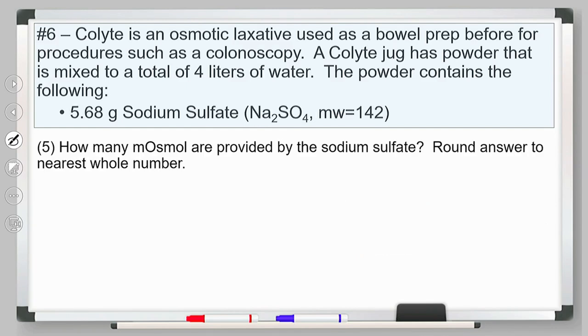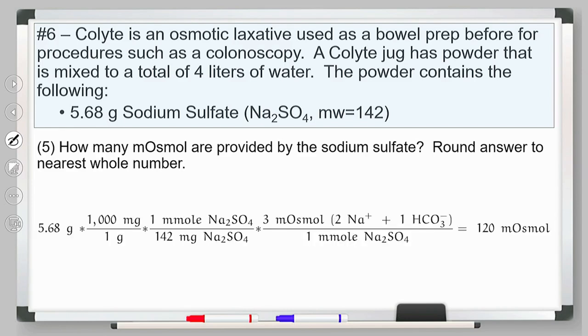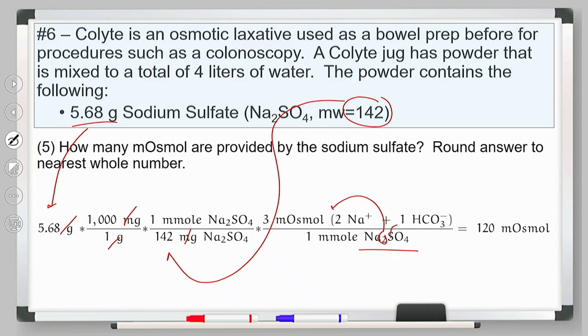Finally, a little break in the monotony, and we could throw you off on an exam. There's an ingredient called sodium sulfate. So let me just back up and do the same thing again. 5.68 grams of sodium sulfate, converted to milligrams by multiplying by 1,000. Converted to millimoles by dividing by its molecular weight. Voila. But now we need to look at the formula. What does that dissociate into? How many sodiums are there? 2 sodiums and 1 sulfate. What is 2 plus 1? 3. So this is one where you'd have to multiply by 3 to get the milliosmoles.